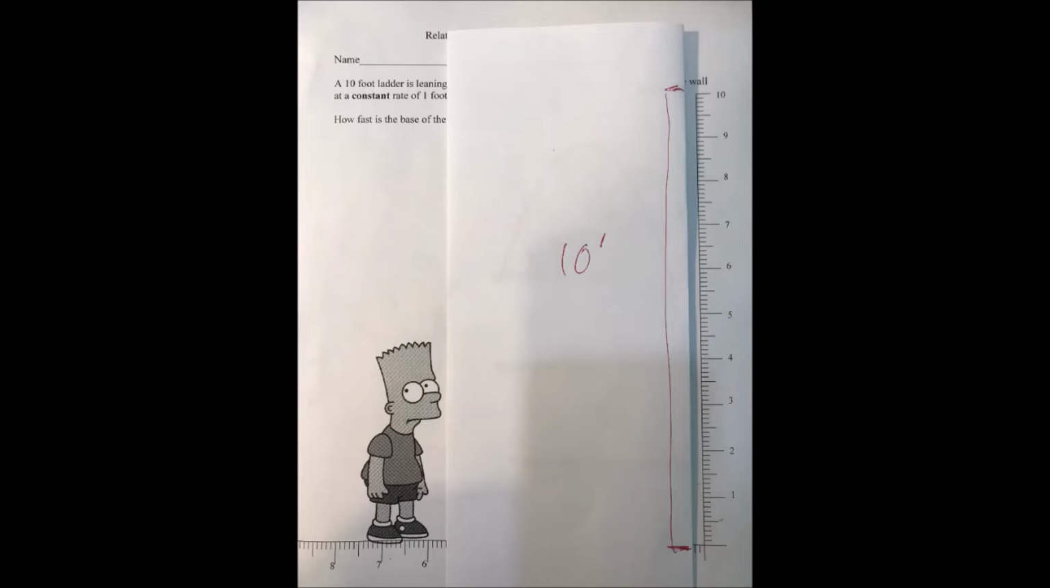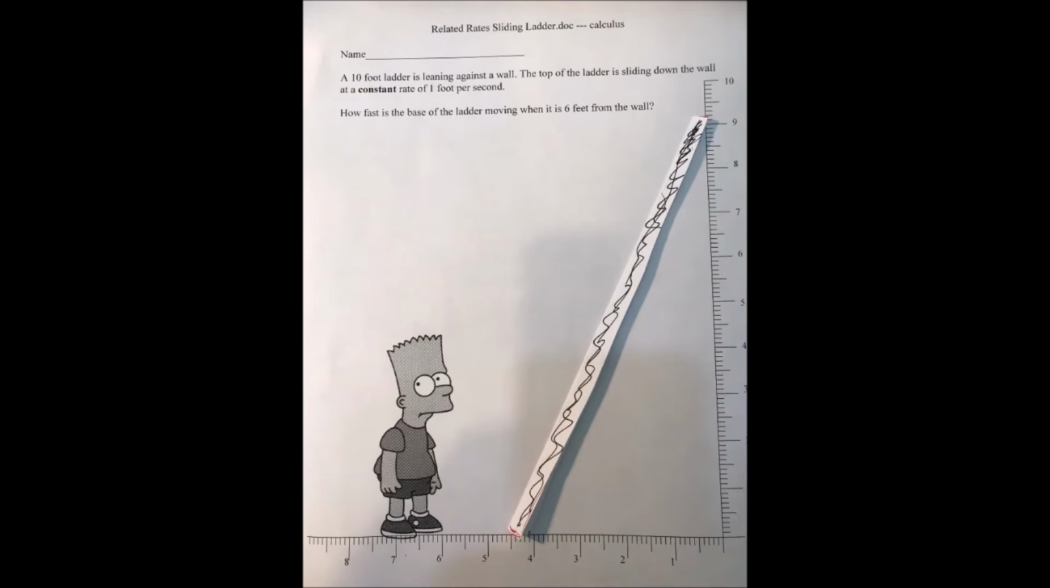So the first thing I did was I took a separate piece of paper and I used the scale on the side to mark off my 10-foot ladder. So here's my 10-foot ladder that I have cut out now, and I've marked it with pen so it shows up clearly. And I'm going to start sliding it down the wall. So here you can see that the top has moved 1 foot, and the bottom, boy, that's moved a whole lot more than 1 foot.